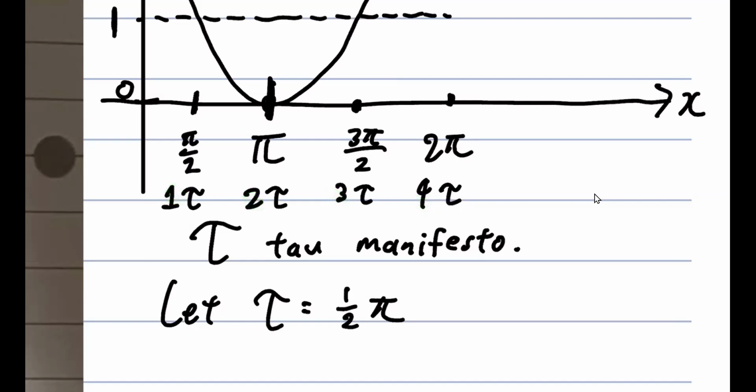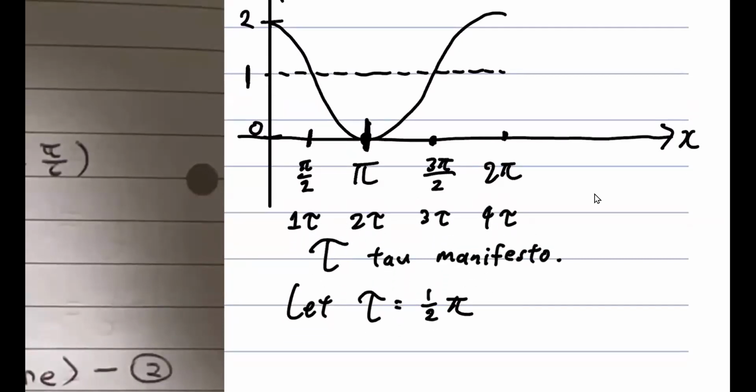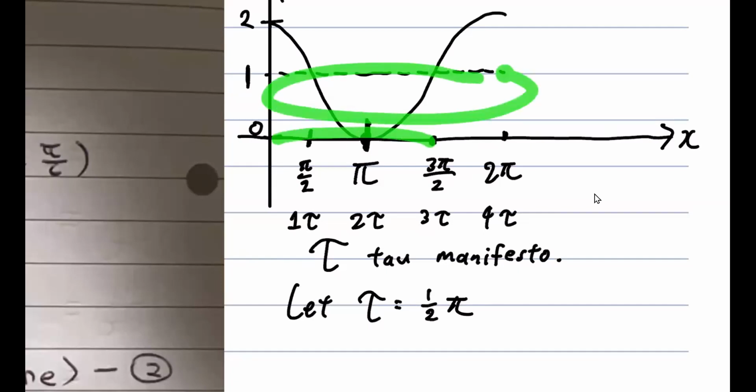Yeah, but unfortunately, tau is not a standard notation, so you cannot use it during exams. You must use pi. Wait, why is it not 3/4 pi? It's 3/4 of this, which is 2 pi.